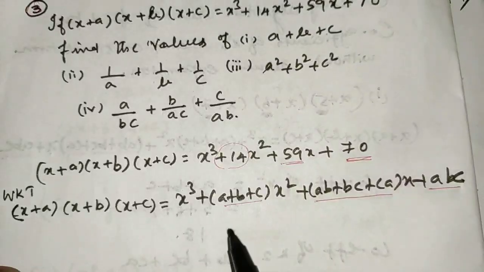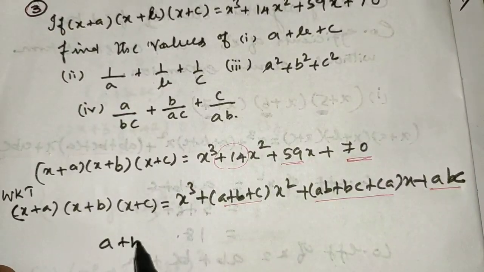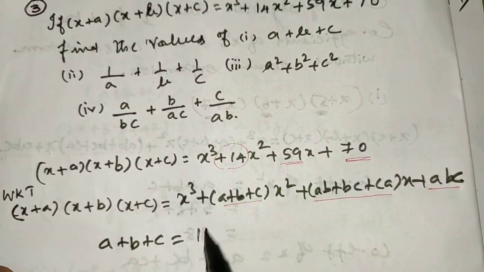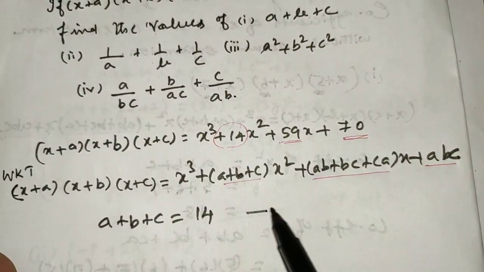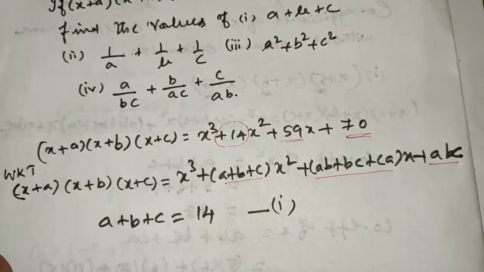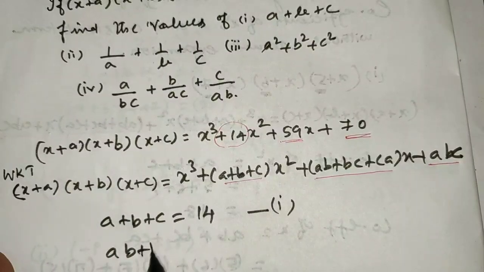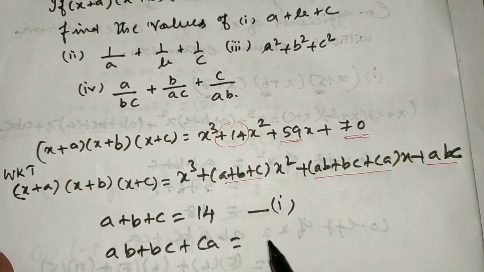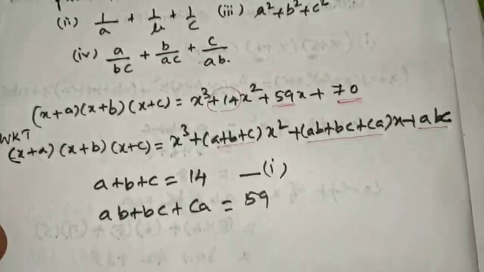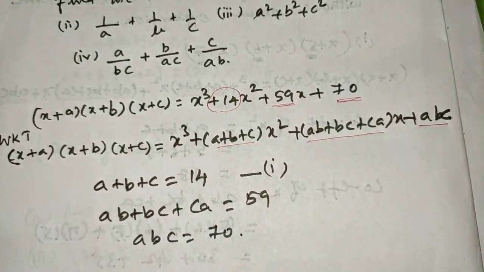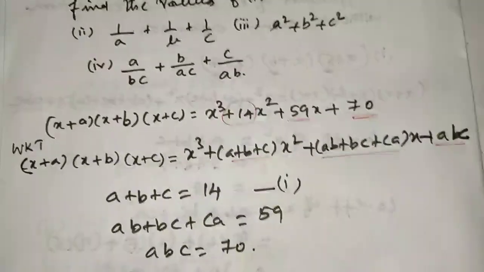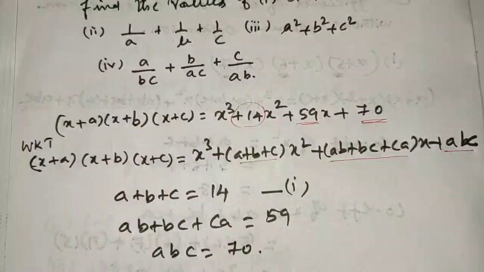On comparing the right side, we get the value of a + b + c is equal to 14, which gives the first answer. Then ab + bc + ca gives the value as 59. Then abc gives 70. Using these three values, we can find the remaining three answers.